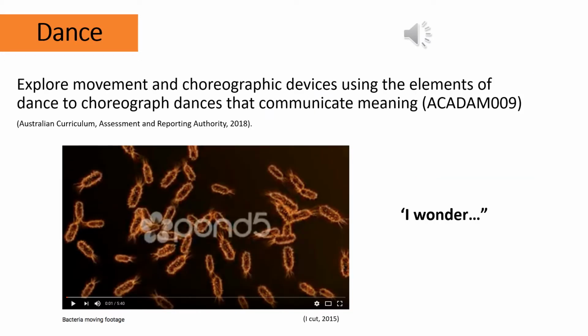Following on from media arts is the dance activity. So this is a content descriptor that the next activity will be focusing on, and this is the creative hook, which would be a YouTube video of bacteria moving and then students beginning to wonder about what is happening.